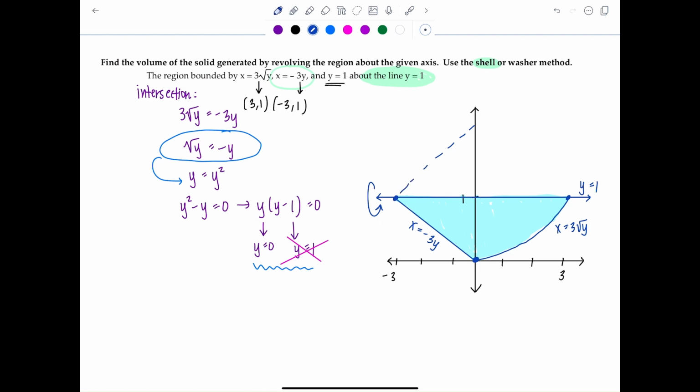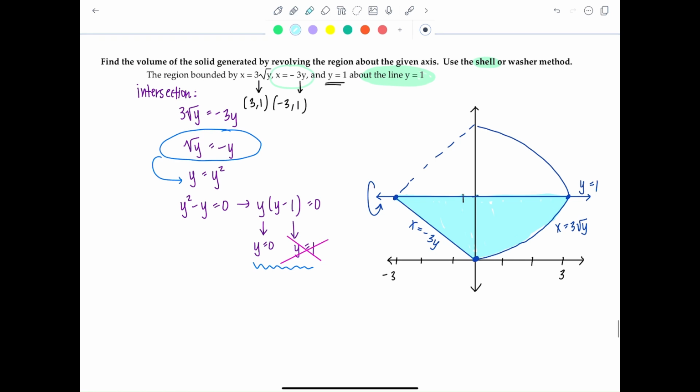So it's going to reflect something like that. And we have more over here. Okay, if we're spinning around a horizontal line, I'm going to peel parallel to the axis of revolution. So these peels are moving in the y direction. So I'm going to integrate with respect to y.